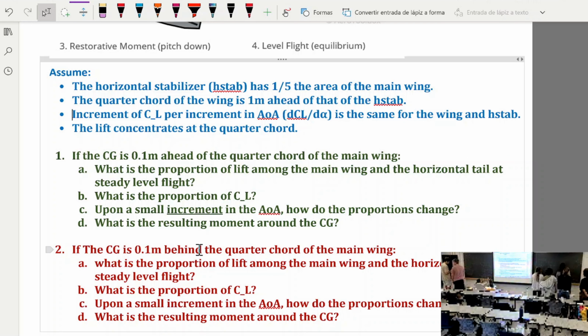So that's C. Now that answer should help you figure out D. Basically, look at the balance of moments again. Now you know the ratio of lift gets closer to 0.